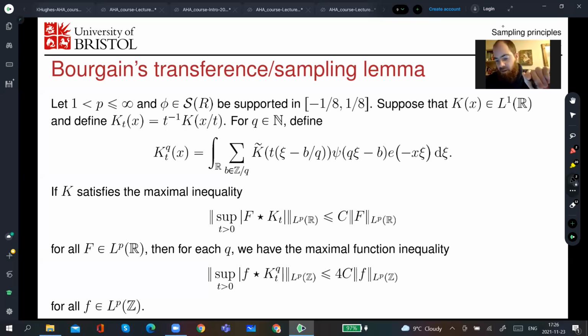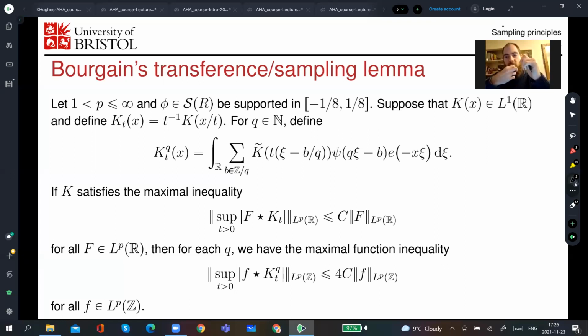So what's the setup here? We're going to start with some kernel, an L1 function on R. Then we're going to consider all the isotropic dilates of that kernel in order to form a maximal function from it, just as we've done in the past. We'll assume that maximal function has a maximal function inequality on some L^p space for p less than or equal to infinity, but not including 1.